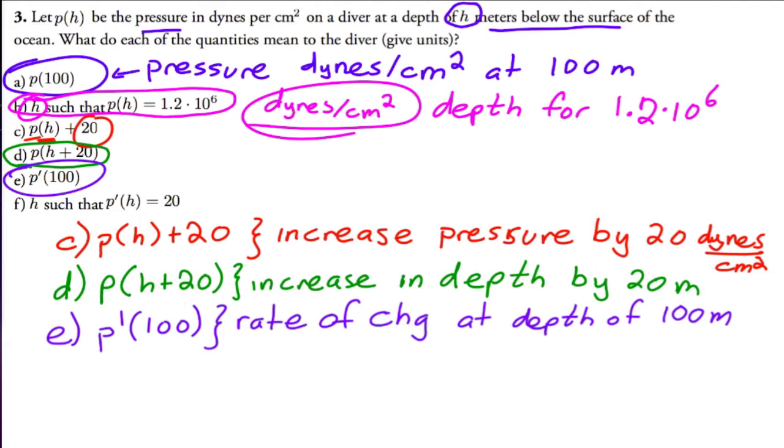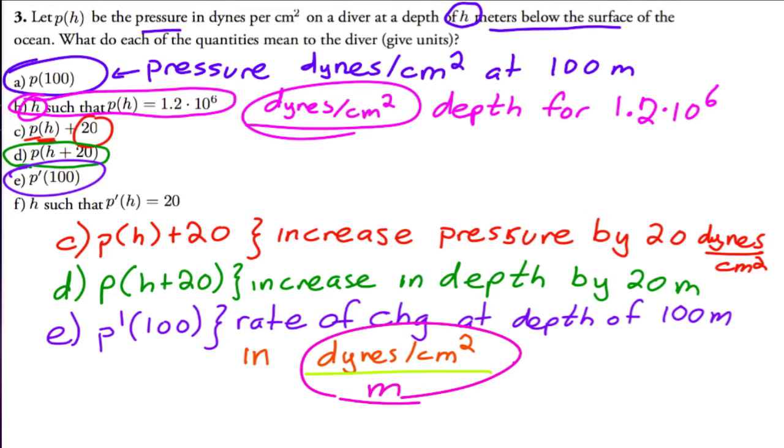Now, what are the units of that? Well, the units of that are dynes, so the units of pressure, dynes per square centimeter per meter of depth. So this is the rate. Those are the units of the rate.